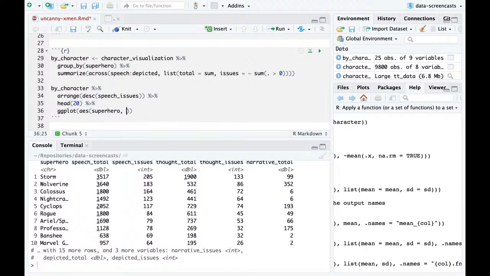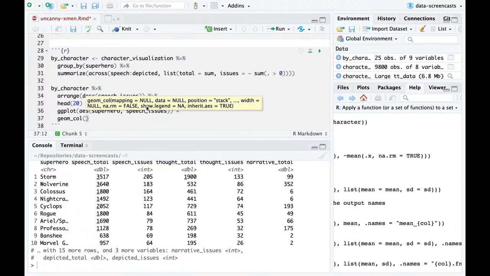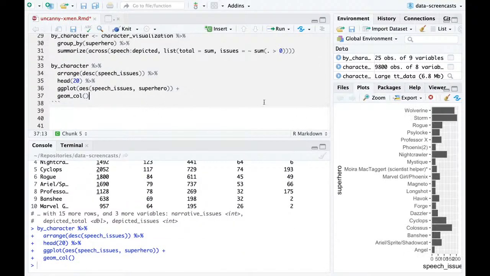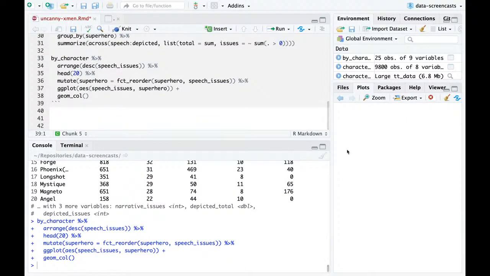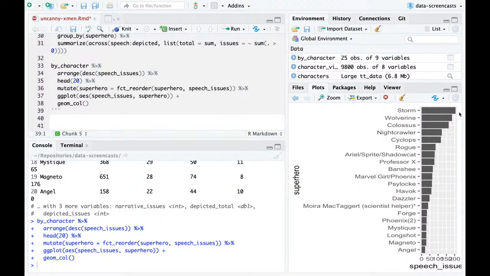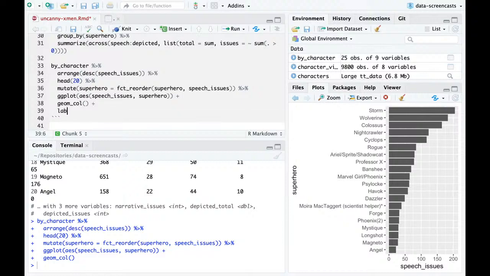If I do superhero speech issues, geom call, and I flip these two, I can say what are the superheroes that appear in the most issues. I can also probably say mutate. I should probably say superhero is fct reorder superhero by speech issues. Number of issues they speak in, not do they have issues with their speech. And then we see which characters appeared.